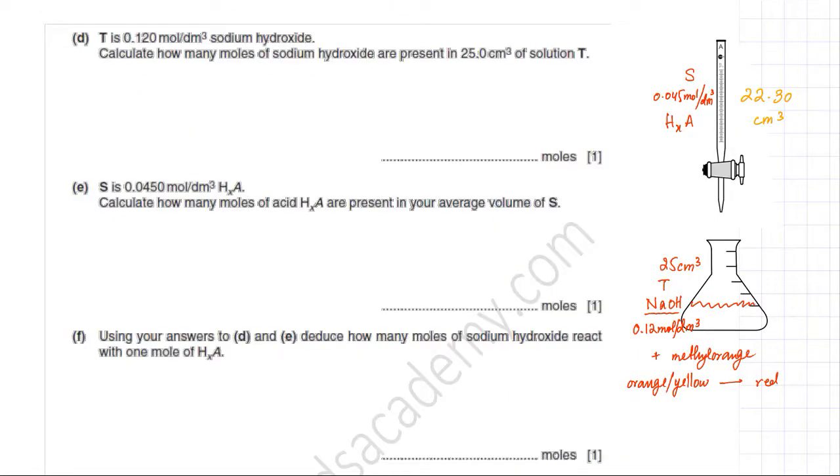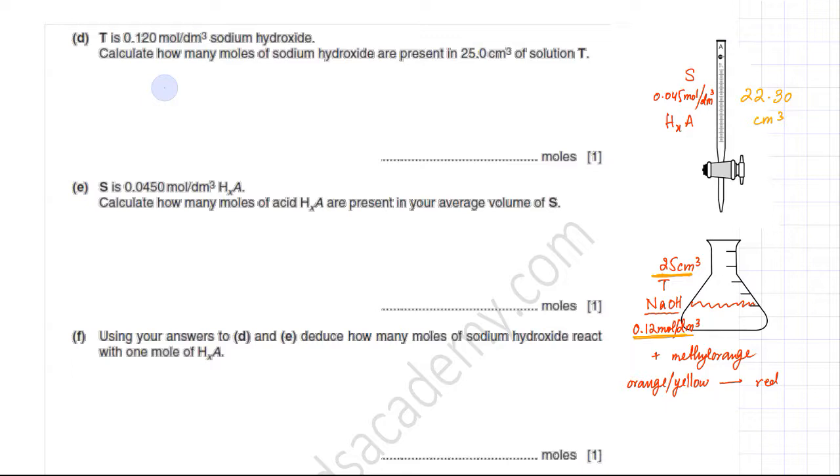So we've figured out the volume of acid that's being used in our titration. So moving to the next part D of the question, he said that T is 0.120 mole per decimeter cube sodium hydroxide. So calculate how many moles of sodium hydroxide are present in 25 cm cube solution of T. So we already know that the volume of T that's in this flask is 25 cm cube, and we also know the concentration of T, which is 0.12 mole per decimeter cube.